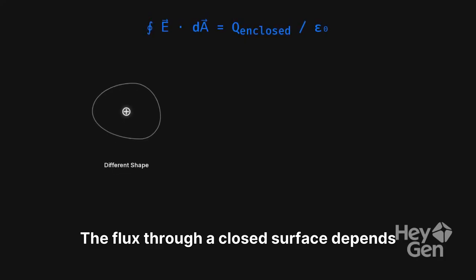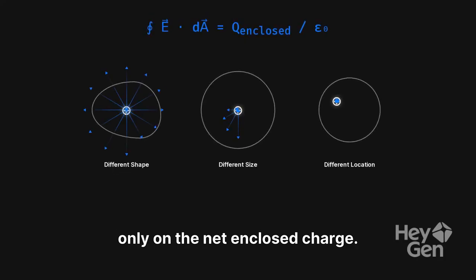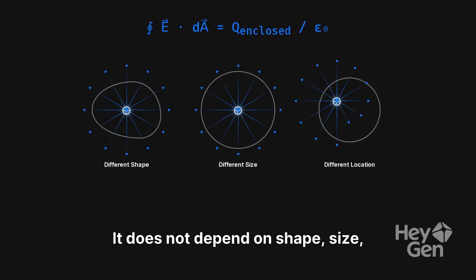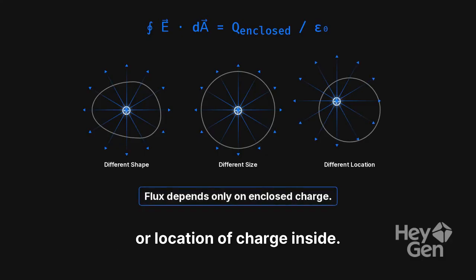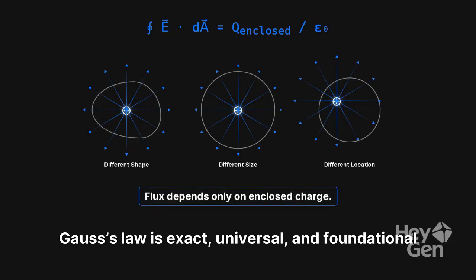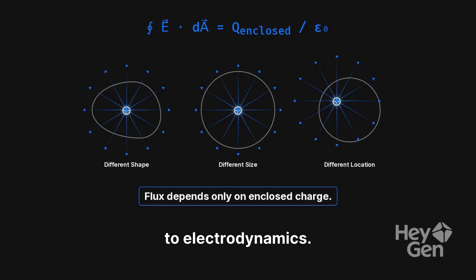The flux through a closed surface depends only on the net enclosed charge. It does not depend on the shape, size, or location of charge inside. Gauss's law is exact, universal, and foundational to electrodynamics.